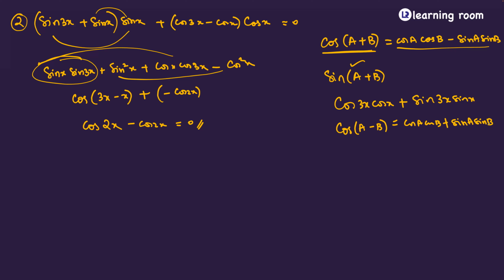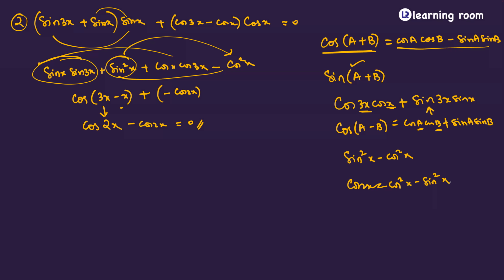If you compare these two and see, what is the value of A? 3x. What is the value of B? x. That is why I wrote it in the reverse. So it is cos of A minus B, 3x minus x. So this will lead you to cos 2x. Okay, that is the first part. Now, if I take this term and this term, what do I have? Sin square x minus cos square x, no? But there is a formula of cos 2x, which is cos square x minus sin square x. So it is exactly the reverse. That is why I put a minus here. So this is also cos 2x, this is also cos 2x, they got cancelled.